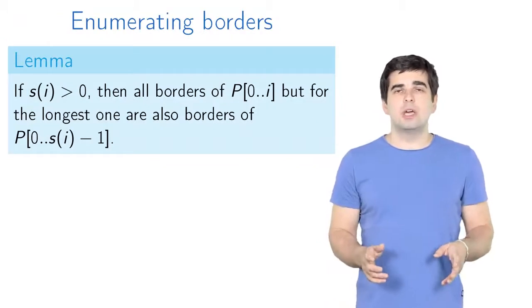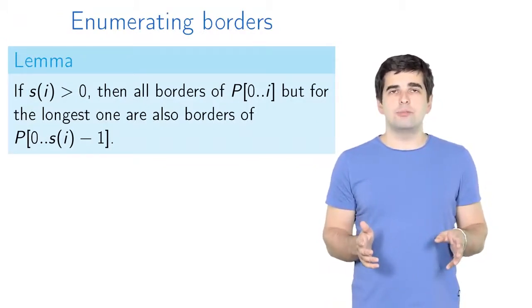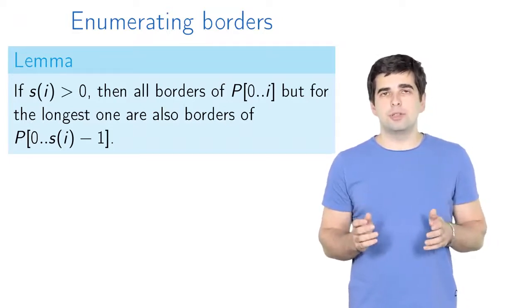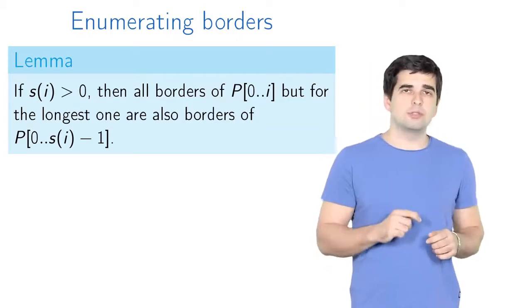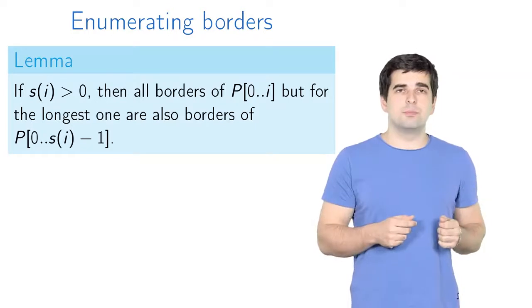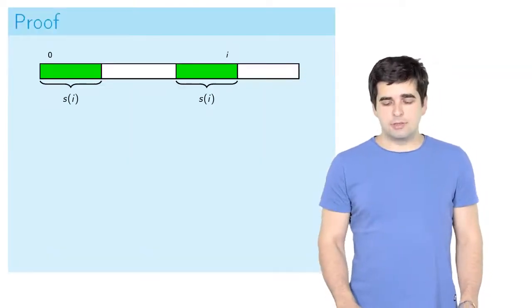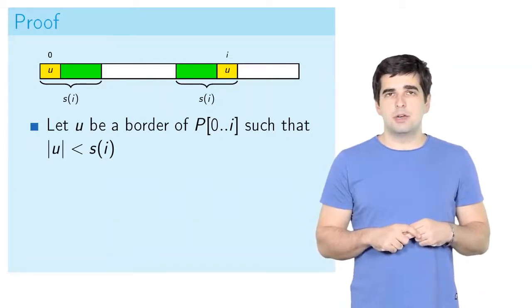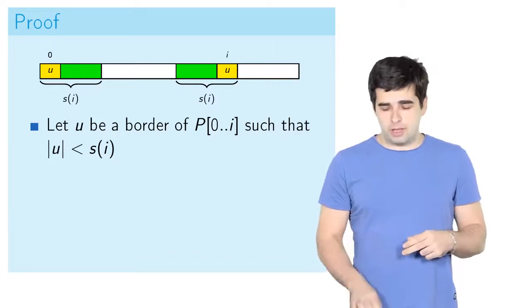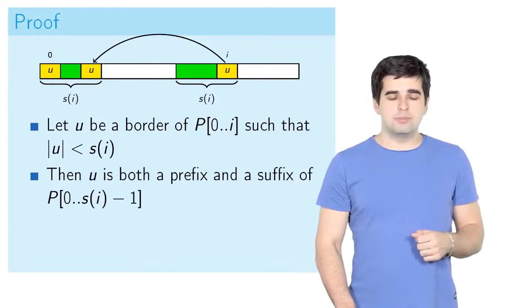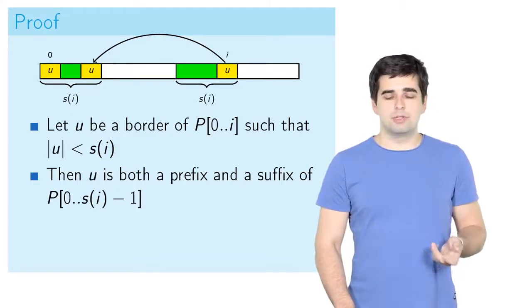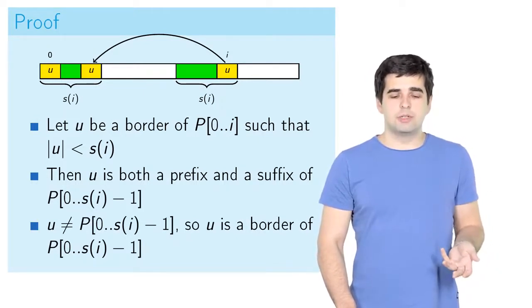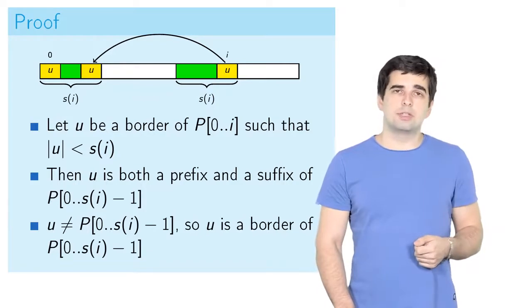In the algorithms to follow, we will need to efficiently go through all the borders of a prefix of the pattern. And this lemma helps us with that. It says that all the borders of some prefix of the pattern, but for the longest one, are borders of this longest border in turn. And to see that, let's look at the longest border and at some border U of the prefix, which is shorter than the longest border. Then we can see that this border U is both a prefix and the suffix of the longest border. And it is also shorter than the longest border. So U is indeed a border of the longest border of the prefix ending in position I.